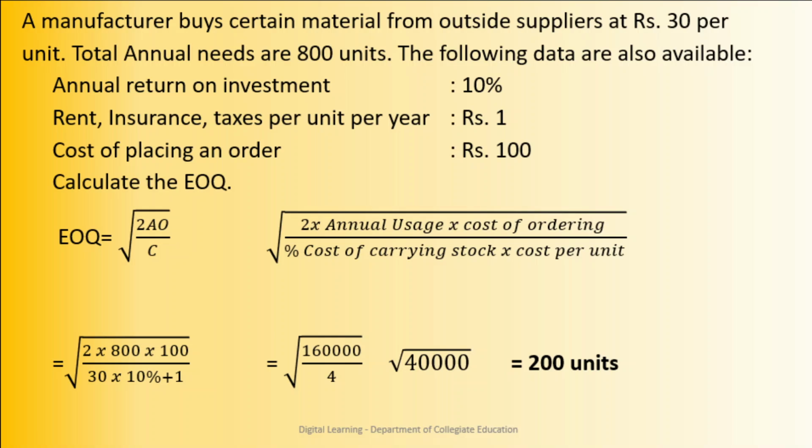The last problem. A manufacturer buys certain material from outside suppliers at rupees 30 per unit. Total annual needs are 800 units. The following data are also available. Annual return on investment is given to be 10%. Rent, insurance, taxes per unit per year is given as rupee 1. Cost of placing an order is rupees 100. We have been asked to calculate the EOQ.